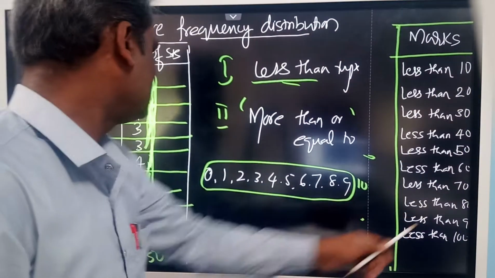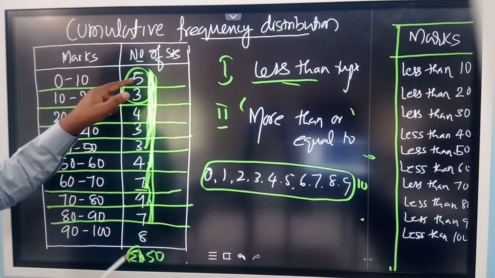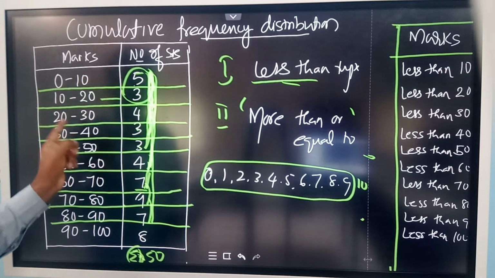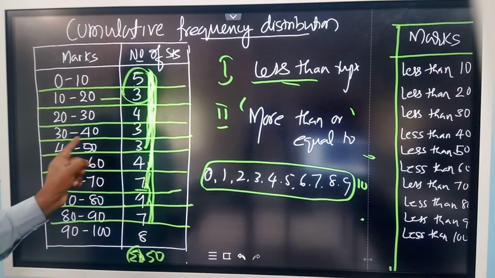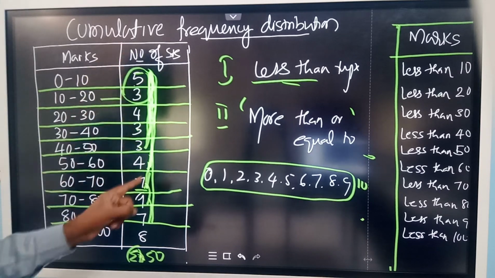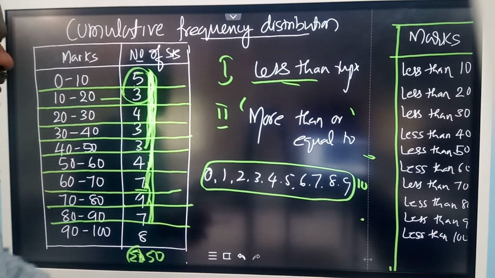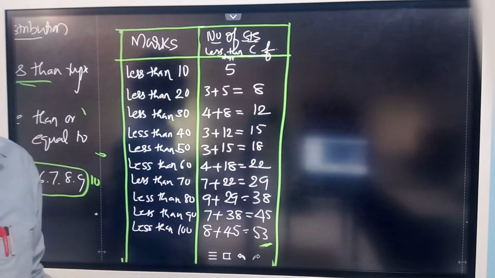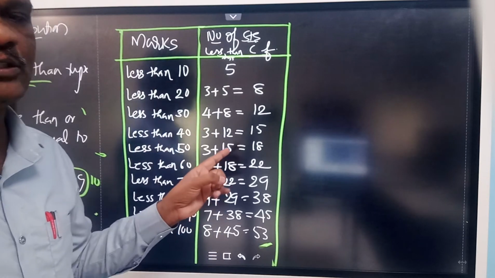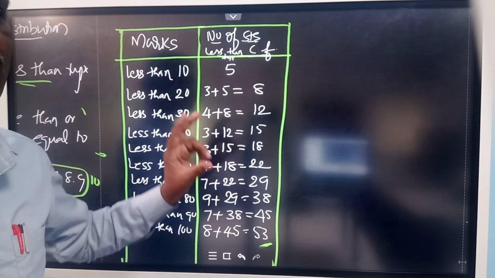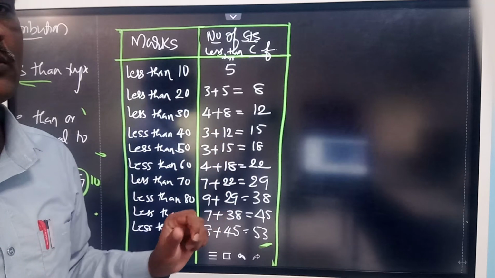Less than type frequency: first, 0 to less than 10 means 5, less than 20, 5 plus 3, less than 30, 5 plus 3 plus 4, less than 40, 5 plus 3 plus 4 plus 3, less than 50, 5 plus 3 plus 4 plus 3 plus 3. Like that everything should be added till then. So this type is called the less than type of cumulative frequency. This is the most common type of cumulative frequency we are going to use.